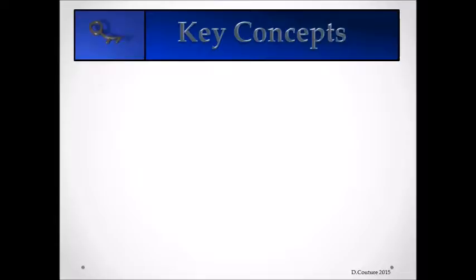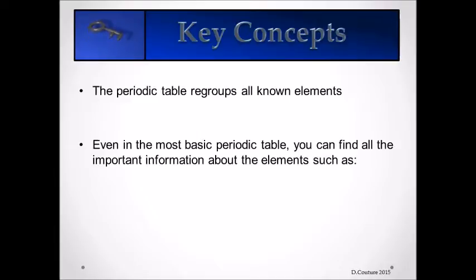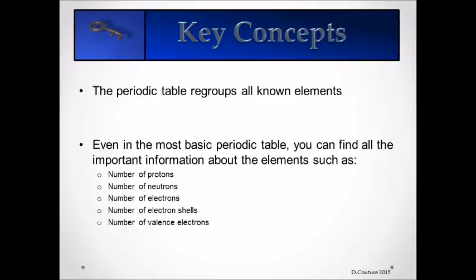To review, because right now we are finished this first mini lesson, here again are the key concepts. The periodic table regroups all the known elements. And even in the most basic periodic table, you can find the number of protons, number of neutrons, the number of electrons, and, depending on where the element is found in the periodic table, the number of electron shells and the number of valence electrons.